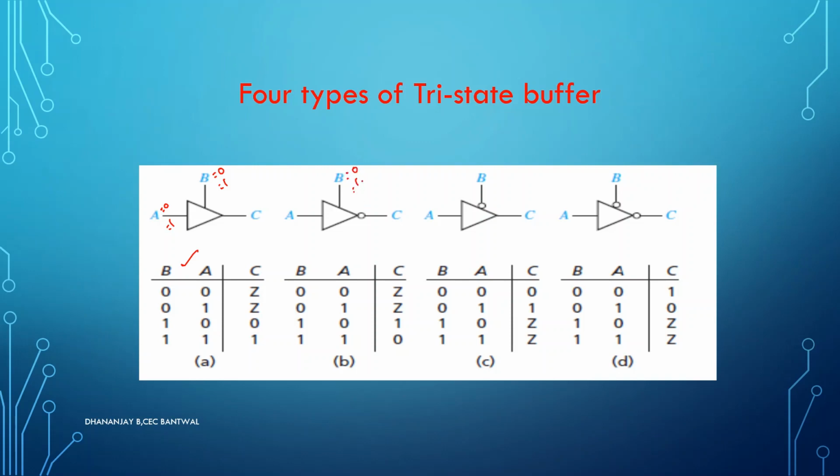When B is 0, C will be in the high impedance state. When B is equal to 1 and A is equal to 0 or A is equal to 1, C will be equal to A bar. That's explained in this particular truth table. Here, the buffer input itself is inverted. When the buffer input is inverted, when B is equal to 0, your buffer will be on and C will be equal to A. When the buffer input is 1, the buffer is off and C will be in the high impedance state. That is what is explained here.